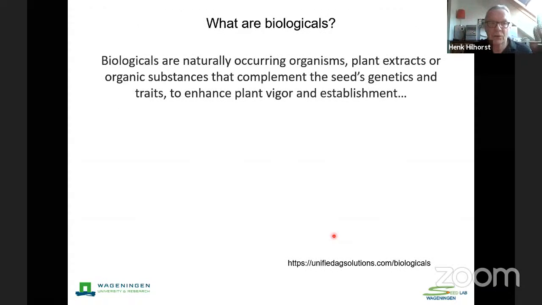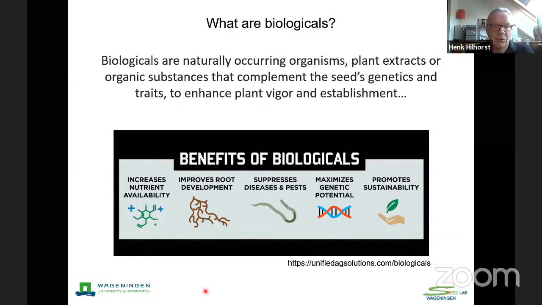What are biologicals? They are naturally occurring organisms, plant extracts, or organic substances that complement the seed's genetics and traits to enhance plant vigor and establishment. So everything that is natural, organisms like bacteria or fungi, plant extracts, or organic substances. And the results are sometimes spectacular. They may increase nutrient availability, so the take-up of nutrients from the soil, development of the root system of the crop, suppress diseases and pests, and also maximize the genetic potential of the seed. So it really employs the potential of the seed. And it also promotes sustainability because most of these biologicals are environmentally friendly. So this is a huge future for seed technology.